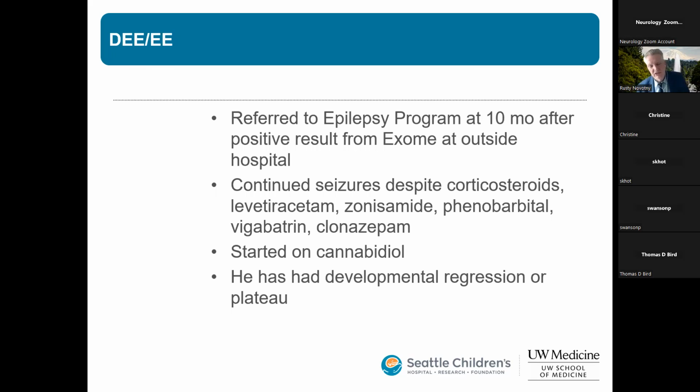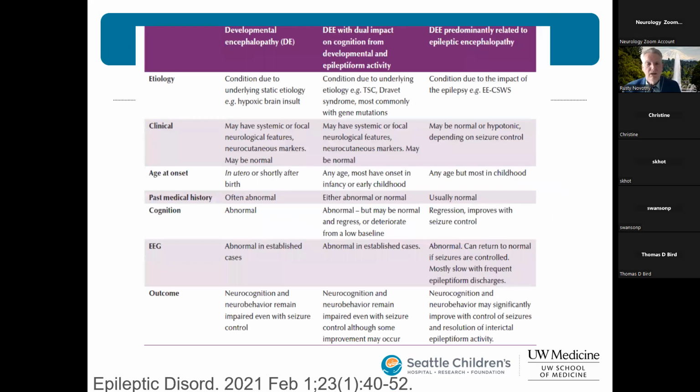After that, exome sequencing actually came back positive. He has continued to have seizures despite at least 4 or 5 additional anti-seizure medications. He was started on cannabidiol, and he has continued to have either regression or plateauing of his development despite continued anti-seizure medication therapy. So those are good examples of these 3 conditions that we often refer to as epileptic encephalopathies.